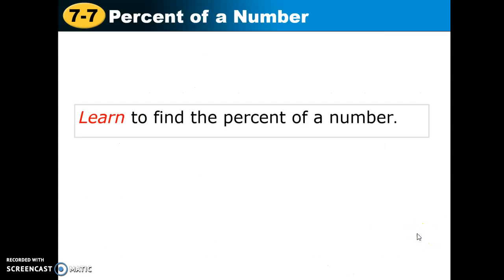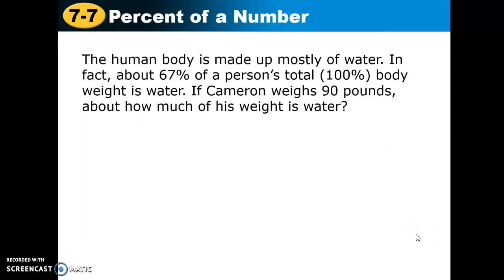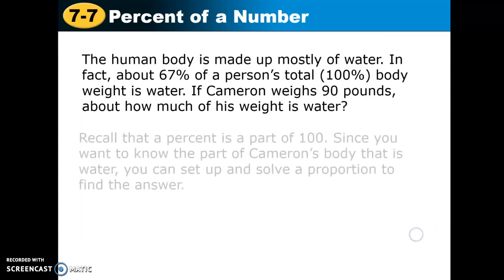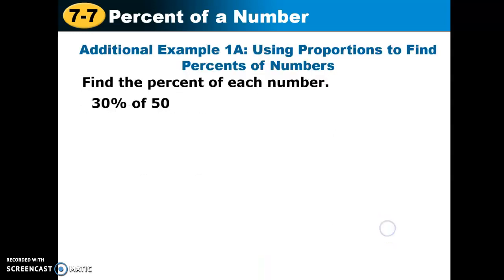What we're going to do is learn how to find the percent of a number. I'm going to skip through this really quick. What you do for this is use proportions to figure out the percent of a number. That's one method of doing this. By the way, you should be starting a new piece of paper with your notes. Sorry, going a little fast.